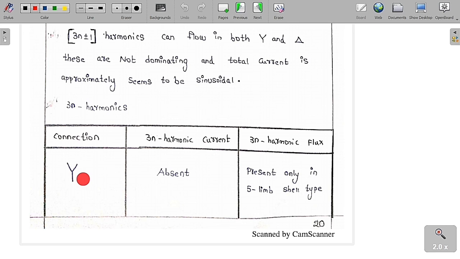See, the star connection. If it is a star connection with no ground, then we can say simply that the 3n harmonic current is absent. I have already told you that in a star connection IA plus IB plus IC is equal to 0, which means 3n plus or minus 1 harmonics are going to be present in the line currents of the star connection, but no 3n harmonics. 3n harmonics are absent in the current. If it is absent in the current, it will be present in the flux, so present only in the 5-limb shell type.